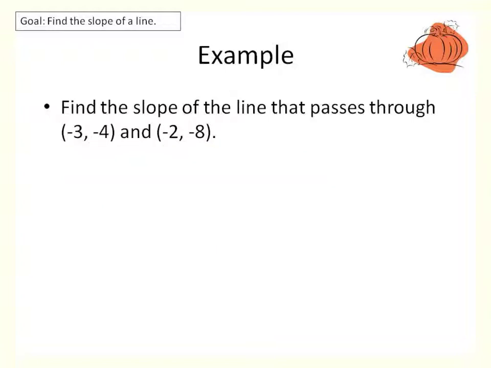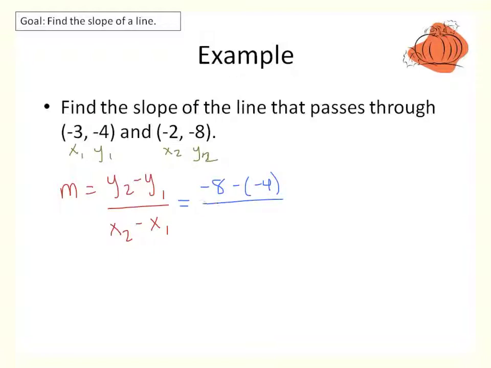Alright, same thing. Again, I would write out the slope formula. And it's up to you if you want this one to be point 1 and this one to be point 2. If you don't want that, switch them. You're going to get the exact same answer, I promise. So this is going to equal y2, which is negative 8, minus y1, which is negative 4, over x2, which is negative 2, minus x1, which is negative 3. So we're going to get negative 4 over 1, and you can leave it like that or change it to negative 4, either way.